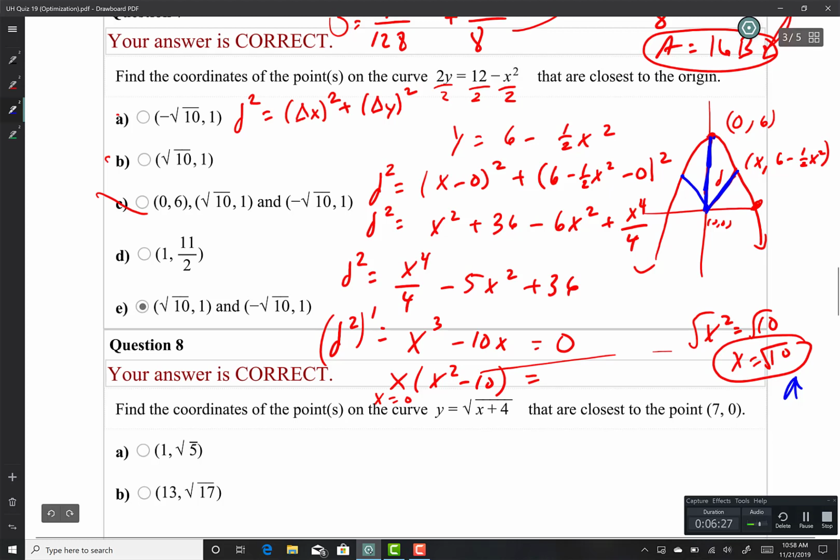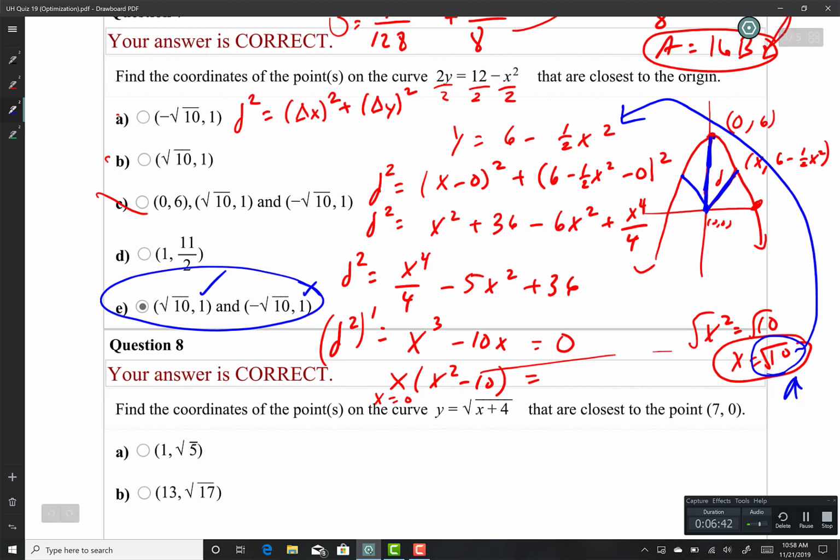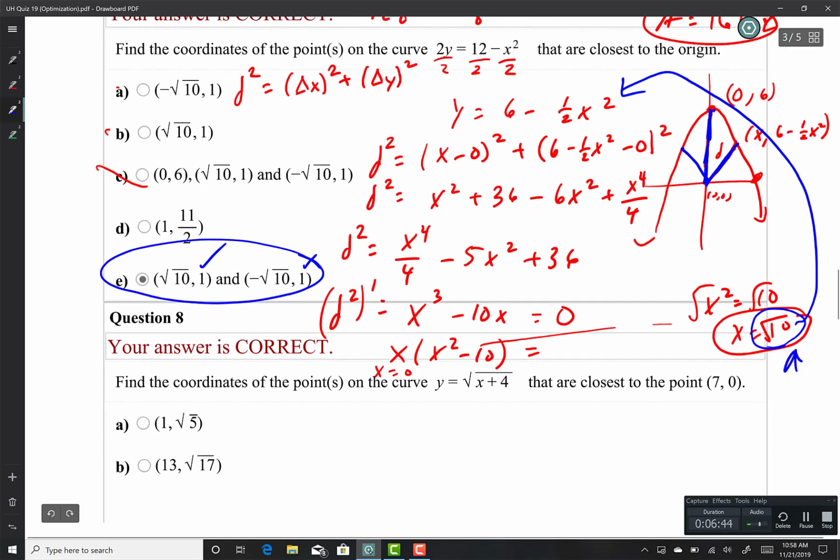So to figure out your y value, guys, plug in square root of 10 in here. Square root of 10 squared is 10. Half of 10 is 5. 6 minus 5 is 1. So there it is, 1 and 1. So those are the points where your curve is closest to the origin.